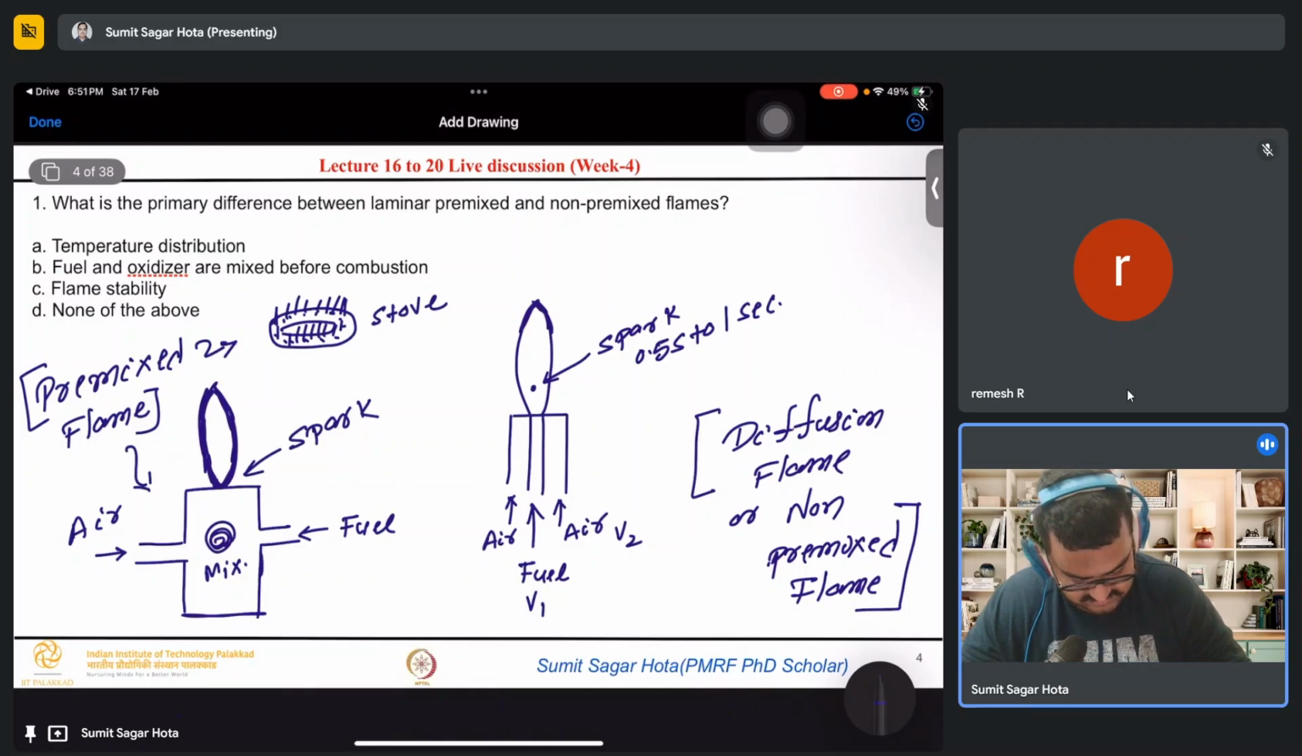When air and fuel are going in different paths, maybe they are not mixed before the combustion. Both are not mixed.